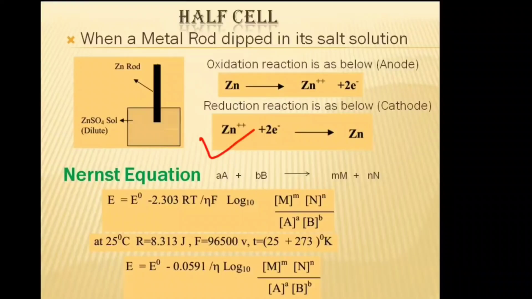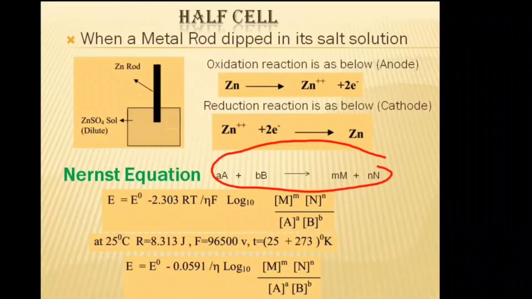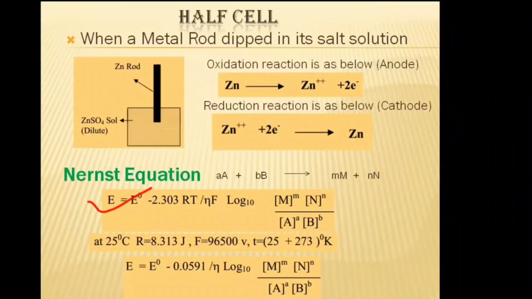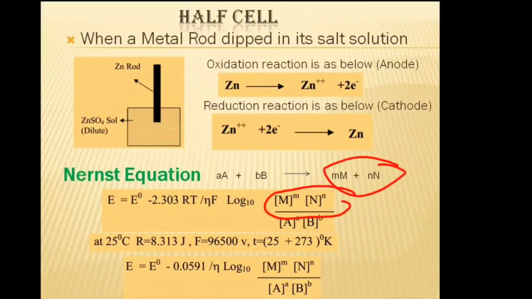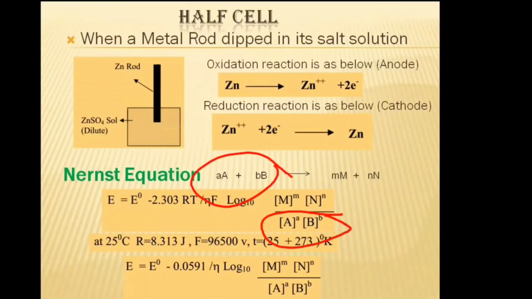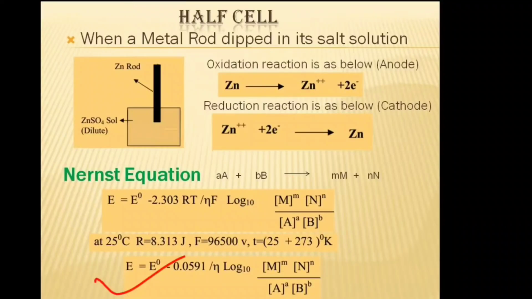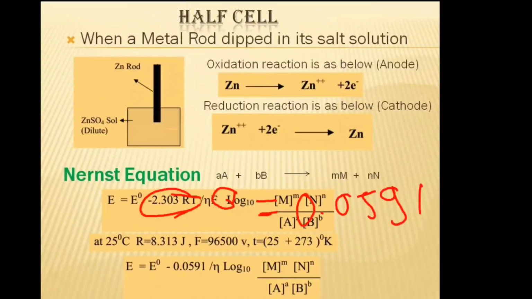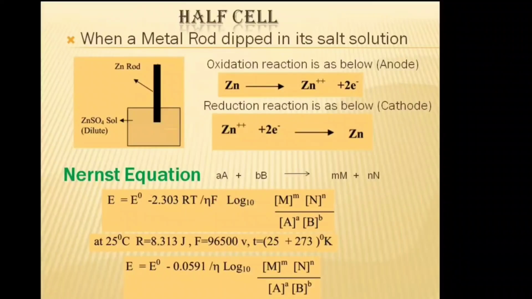For this kind of reaction, the Nernst equation is written as E is equal to E0 minus 2.303 RT upon NF log to the base 10 concentration of product divided by concentration of reactant. Whereas at 25 degrees centigrade, the value of 2.303 RT upon F is 0.0591. So this equation becomes E is equal to E0 minus 0.0591 upon N log to the base 10 concentration of product divided by concentration of reactant.